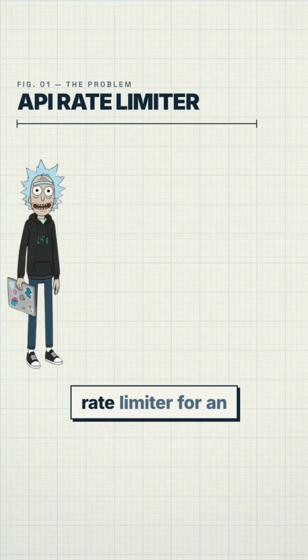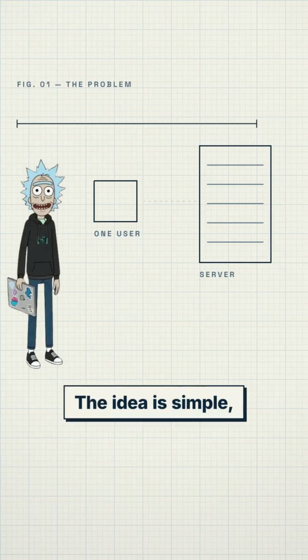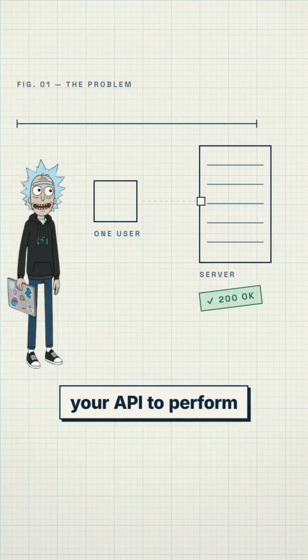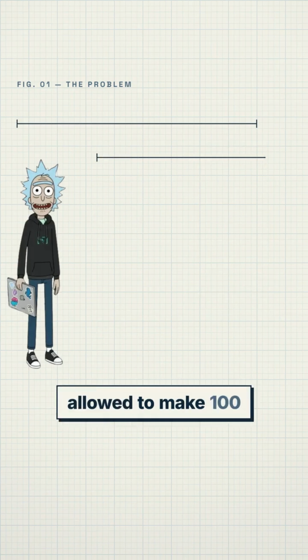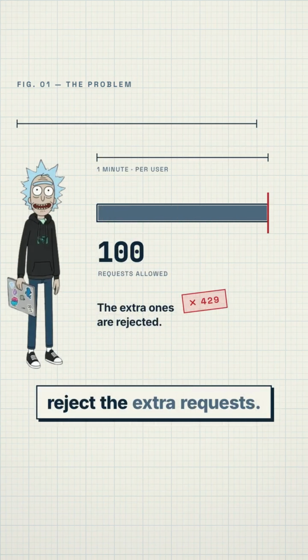Let's design an API rate limiter for an application handling thousands of requests every second. The idea is simple. A user can call your API to perform some action, but each user is only allowed to make 100 requests per minute. If they go above that limit, the server should reject the extra requests.